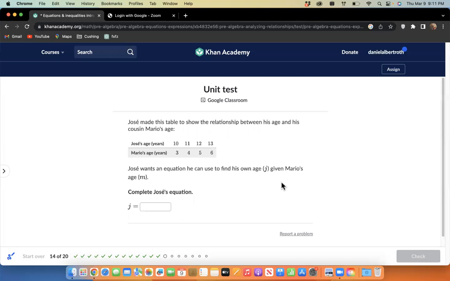Jose made this table to show the relationship between his age and his cousin Mario's age. So Jose is 10, 11, 12, and 13. Mario is 3, 4, 5, and 6. Complete Jose's equation. How old is Jose in relation to Mario? So it seems like Jose is Mario's age plus 7. Yeah, and that holds for all of the different years.